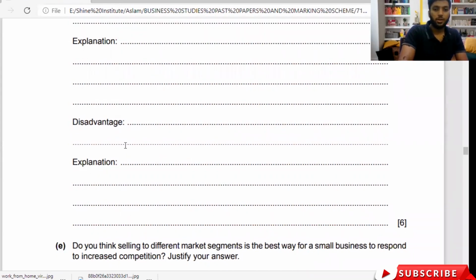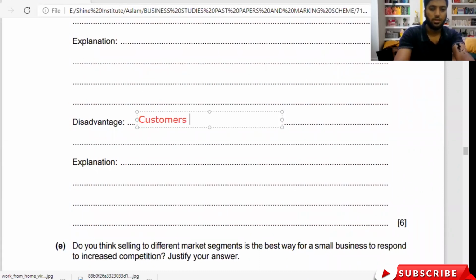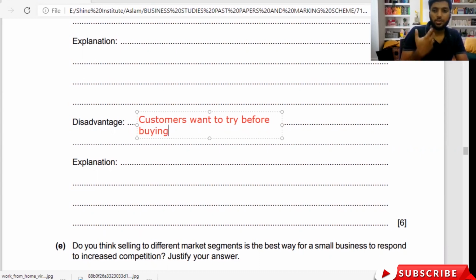So let's write the disadvantage, guys. What might be the disadvantage? Just think of one or two. Okay, I'll write here customers want to try before buying. That might be a good reason. You can give it as a disadvantage, because if customers cannot try the product, then of course it will not be a successful thing.